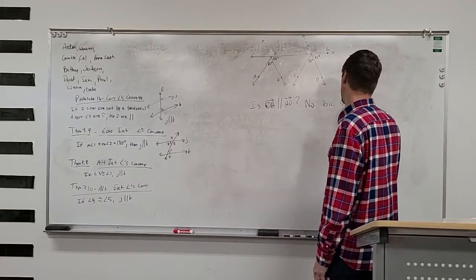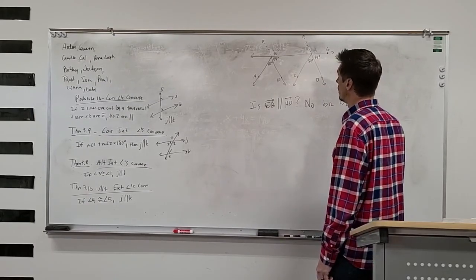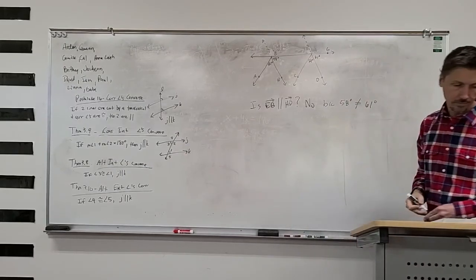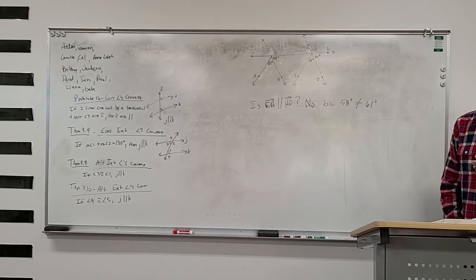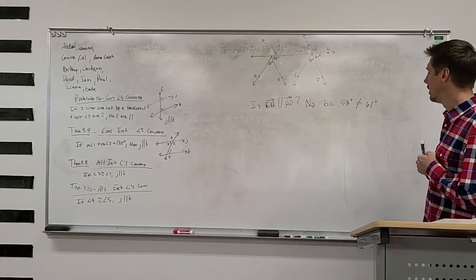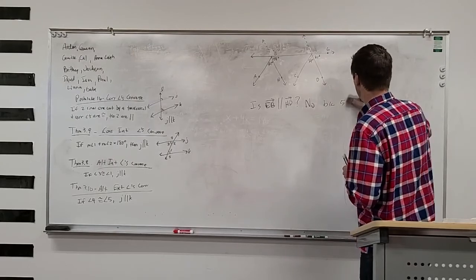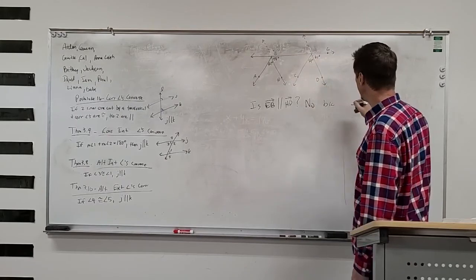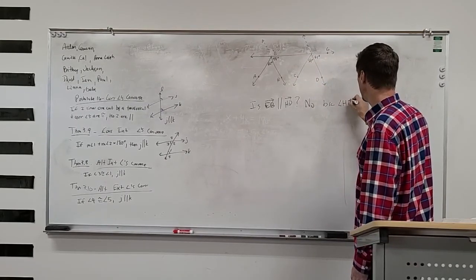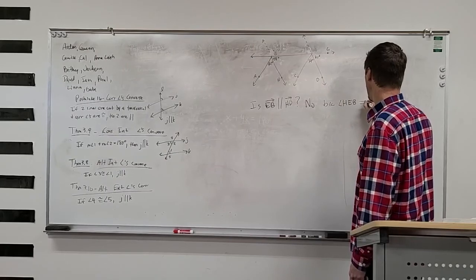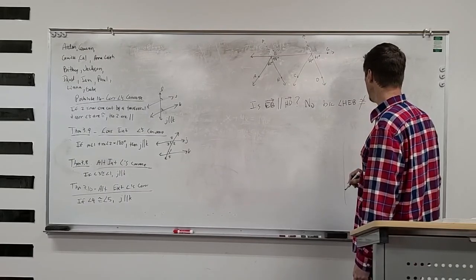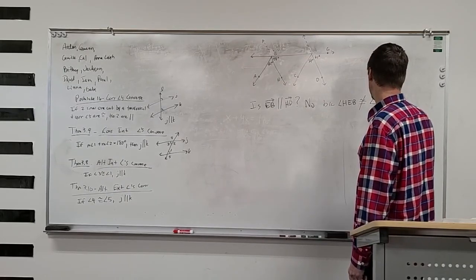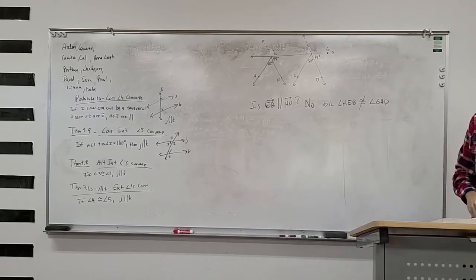Because 58 degrees does not equal 61 degrees. Those would have to be the same. I guess they give us actual angles, so angle HEB is not congruent to angle GHD. Because these are not congruent to one another.